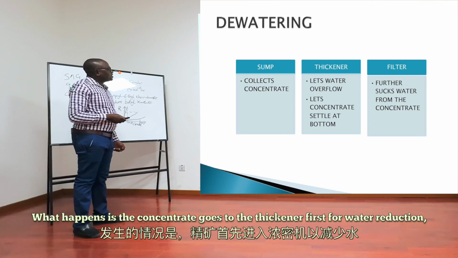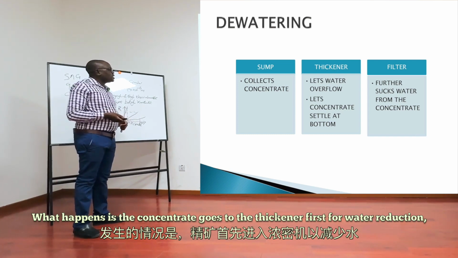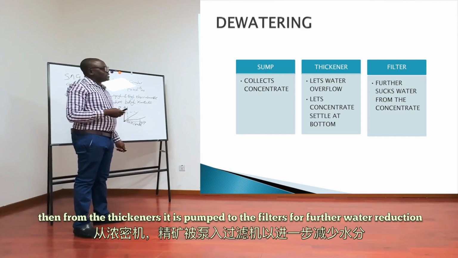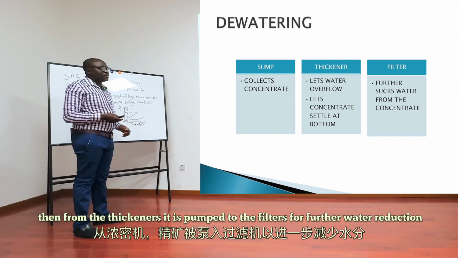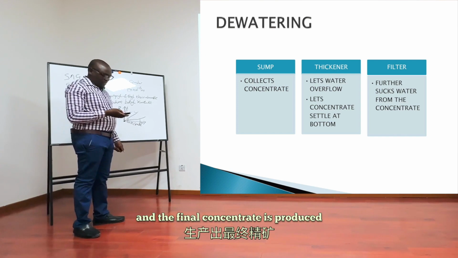Okay, so dewatering is simply the same as dehydration. The concentrate goes to the thickener first for water reduction, then from the thickeners it is pumped to the filters for further water reduction, and the final concentrate is produced.